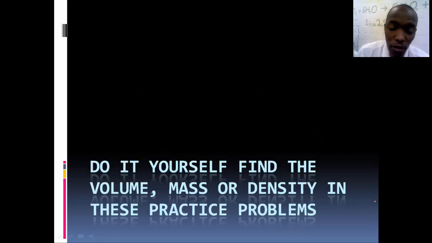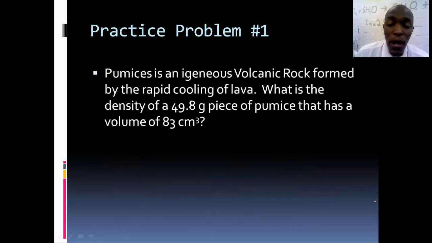Alright, so now we'll go through some do-it-yourself practice problems, finding the volume, mass, or density. Alright, pumice is an igneous volcanic rock formed by the rapid cooling of lava. What is the density of a 49.8 gram piece of pumice that has a volume of 83 cubic centimeters? So what do we already know? Let's identify what we know.